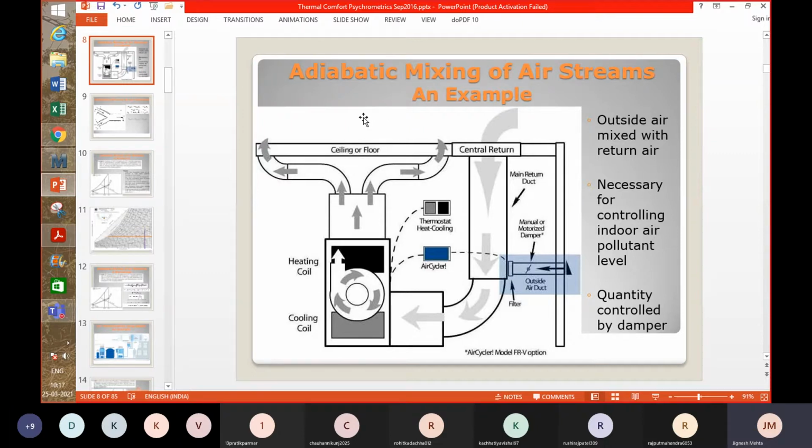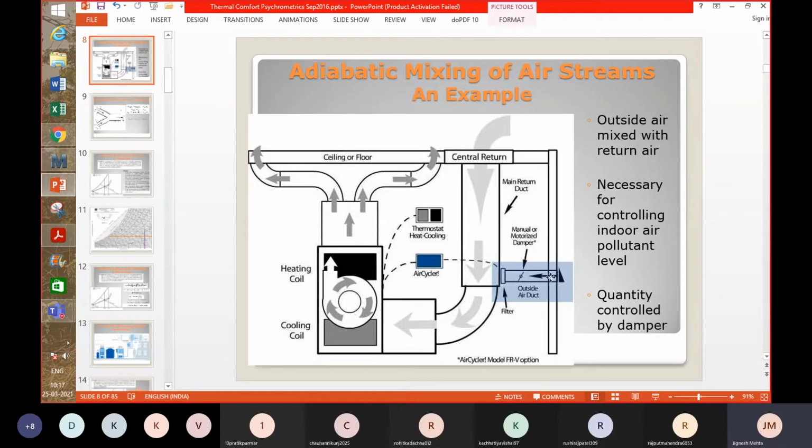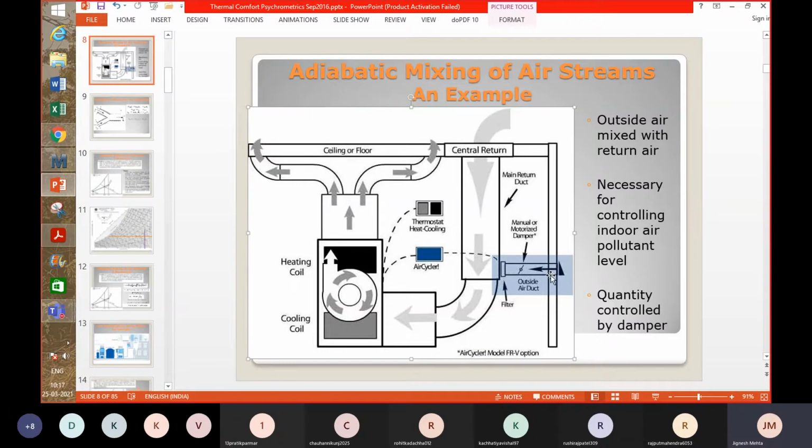There could be other ways in which the pollutants could be generated. Of course, here the assumption is that the outside air does not have very high pollution levels, right? Only in that case can you call it fresh air, and keep the pollutant level in check.